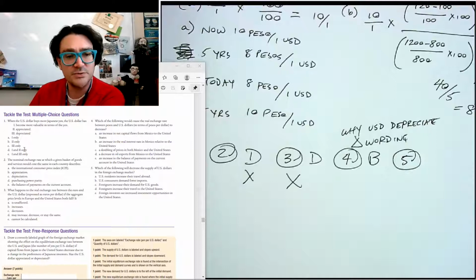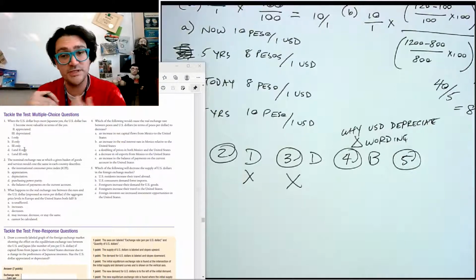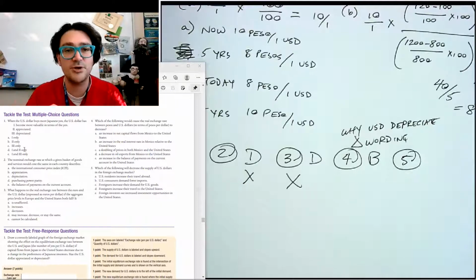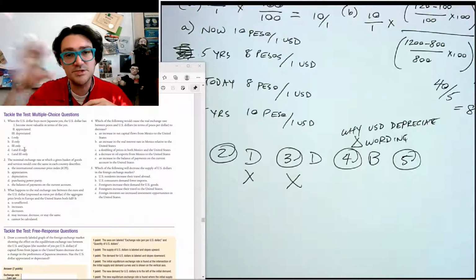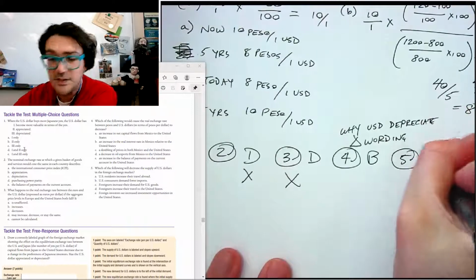So question number 5, which of the following will decrease the supply of dollars in the Forex market? A, US residents increase their travel abroad. That would actually cause there to be an increase of dollars because they would be putting their dollars into the Forex market and buying other currencies. B, US consumers demand fewer imports. So if they're not buying as much stuff from overseas, then they're not supplying as many dollars to the foreign exchange market because they don't need to buy as much stuff. So B is actually our correct answer here.